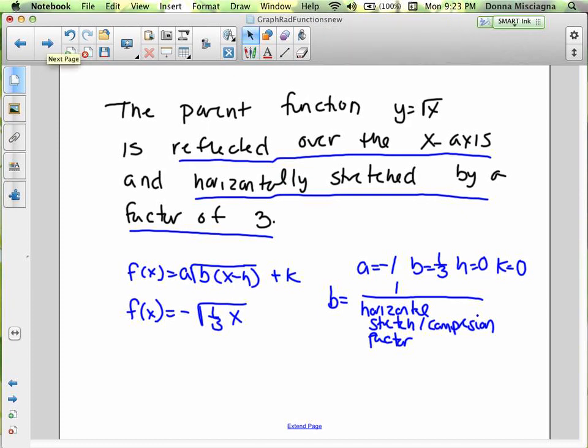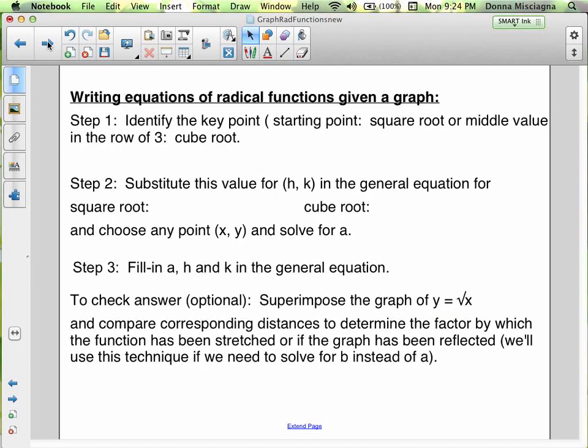I think this is the last one from the description, and then we go to the graph.